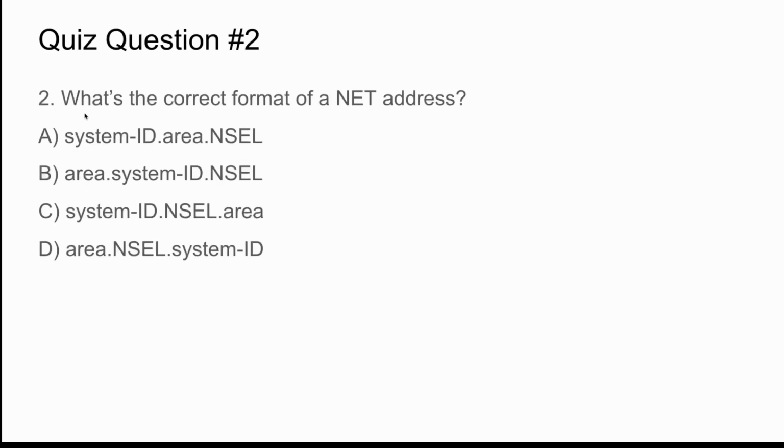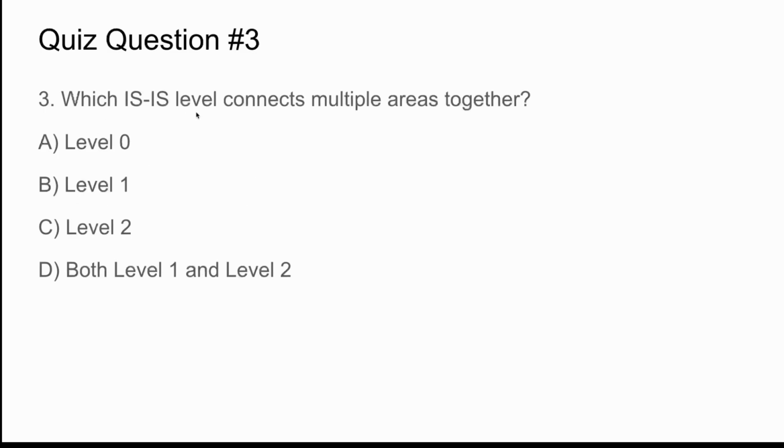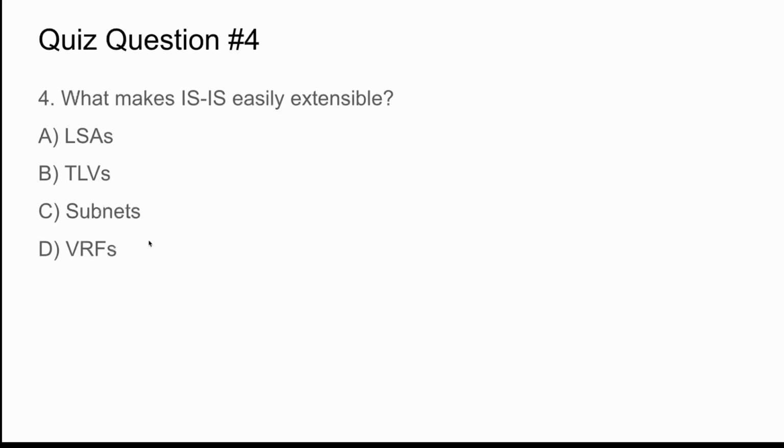Question 2. What's the correct format of a NET address? The answer is B. Of course, we just did that in the lab. Which IS-IS level connects multiple areas together? If you remember again from the lab, there is no level 0, level 1 doesn't do that, only level 2.